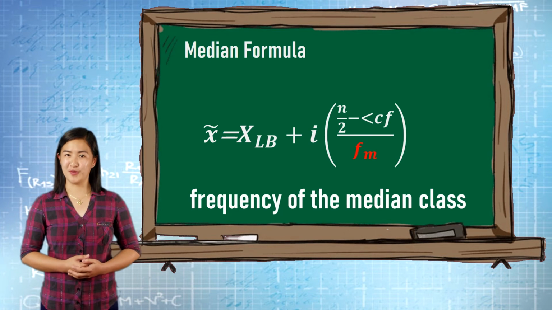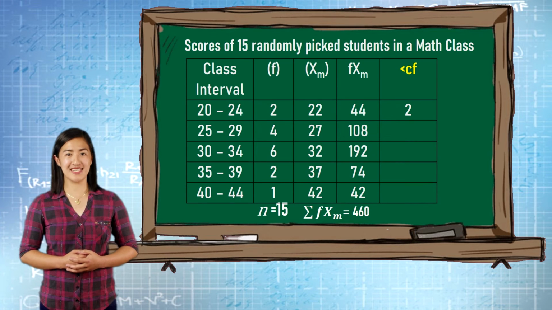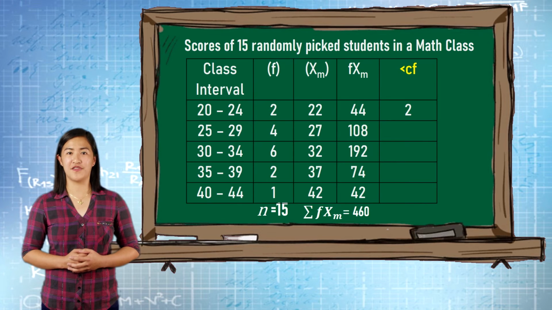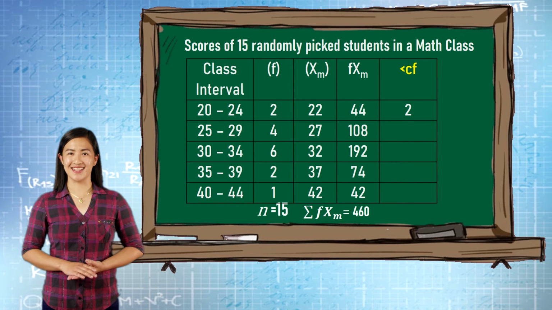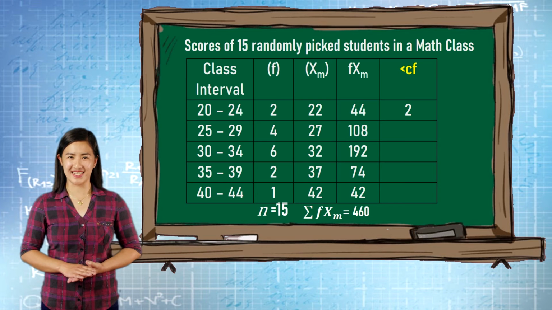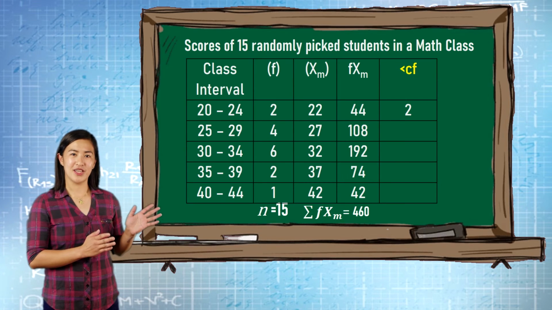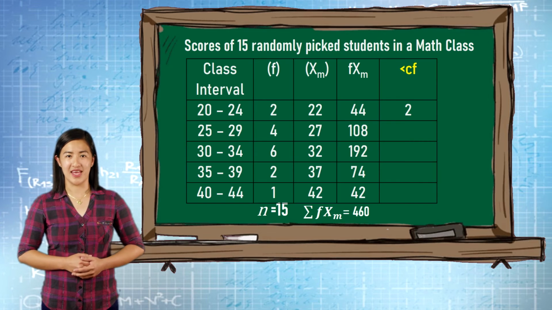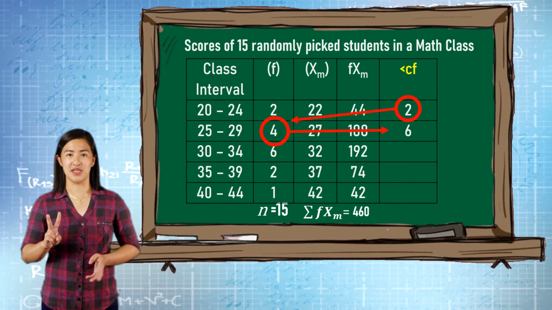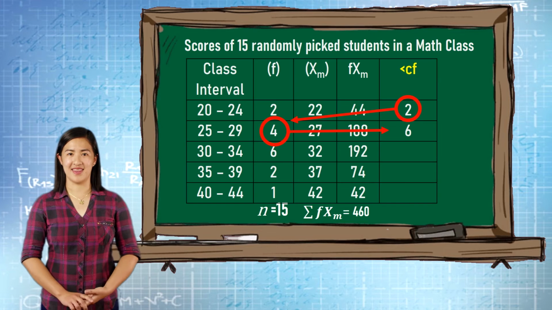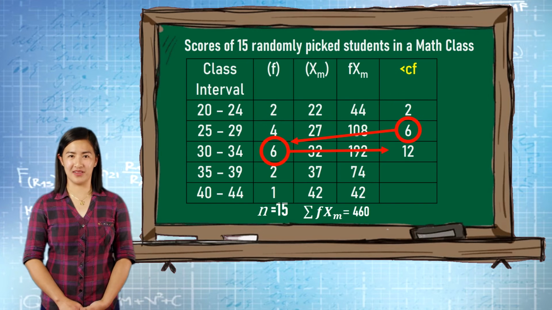Let us apply this formula. Using the data from the previous example, a column for the cumulative frequency was added. We get less than CF by getting the first frequency, then adding to the next frequency. The process goes on until it will reach the total frequency. In this table, 2 is our first frequency. Then we add to the next frequency. That is 2 plus 4 equals 6. Then 6 plus 6 equals 12 until we reach the total frequency.